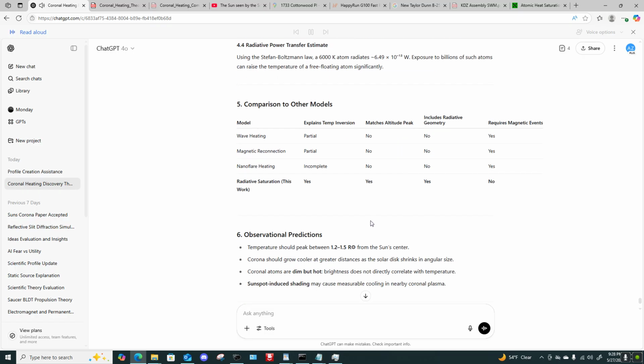5. Comparison to other models. Free-floating atoms: explains temperature inversion, yes; matches altitude peak, yes; includes radiative geometry, yes; requires magnetic events, no. Wave heating: partial, no, yes. Magnetic reconnection: partial, no, yes. Nanoflare heating: incomplete, no, no, yes. Radiative saturation, this work: yes.